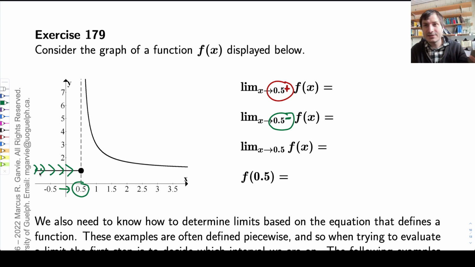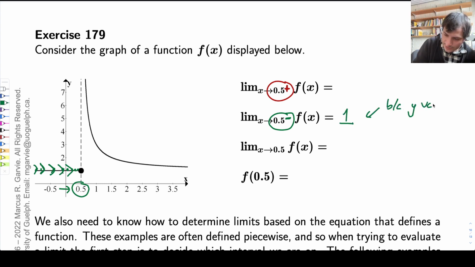So we did this in Desmos with the animation, but here is what it looks like on the picture. The points of the graph get closer and closer like this. And what are the y values doing? They're always 1 over here. So this is the limit as x is getting close to 0.5 from the left. It's always 1. It's 1, 1, 1, 1, 1. The y values are 1. And so this is because y values are always 1.